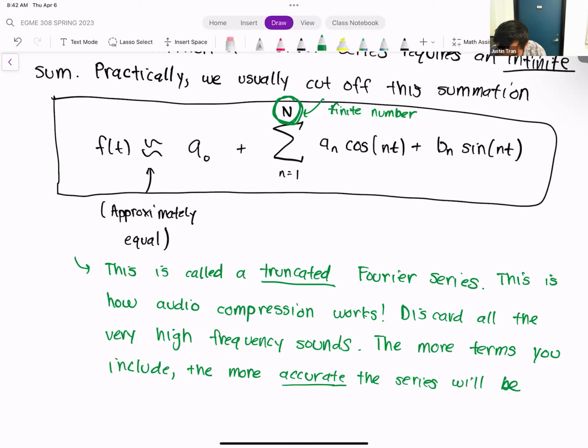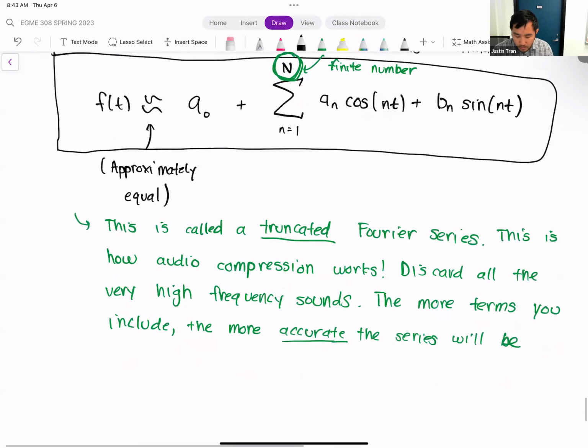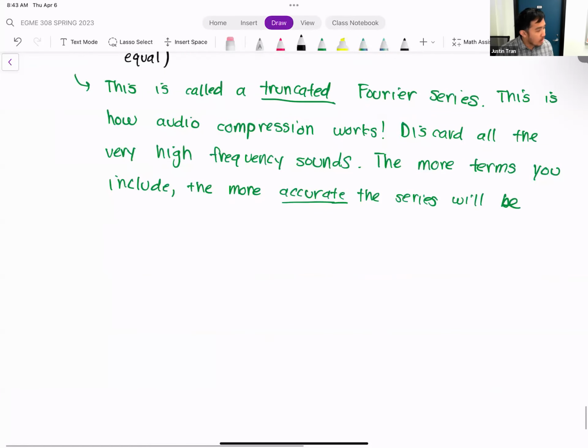All right, any questions on this? Okay. All right, so that's the basics of the Fourier series. Okay. Let's make it a little bit more general. And so let's talk about Fourier series expansions for a function with an arbitrary period.